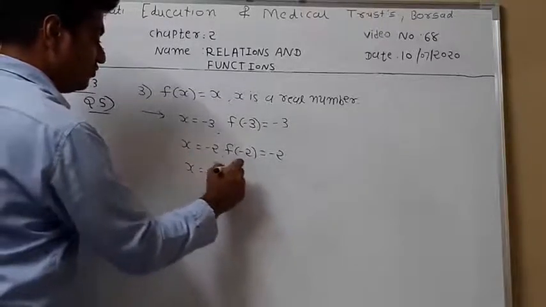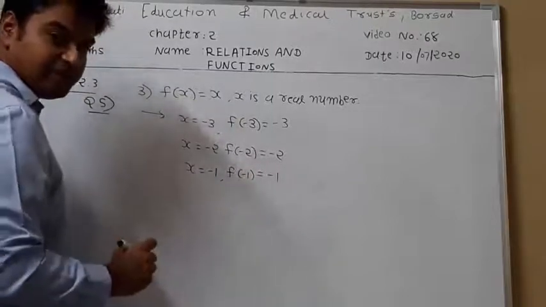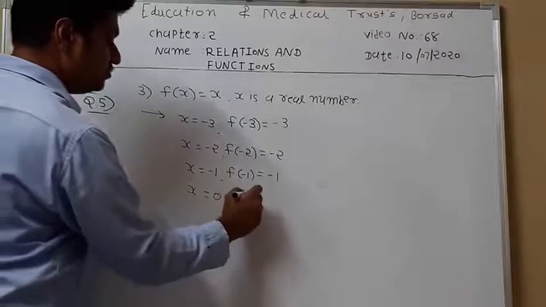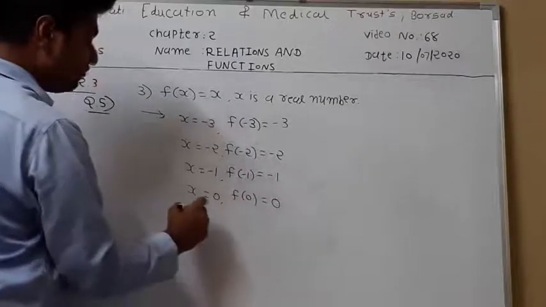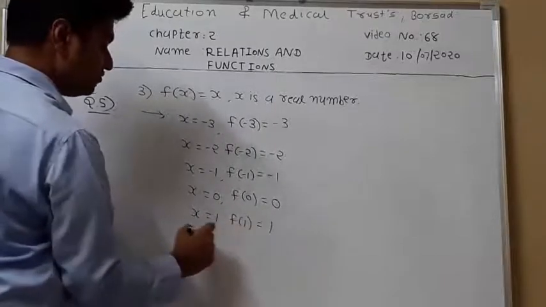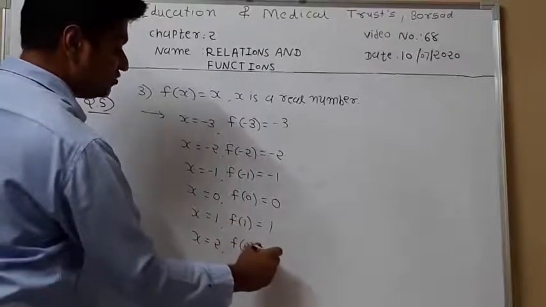X is equal to minus 1, f of minus 1 means minus 1. X is equal to 0, so f of 0 is equal to 0. X is equal to 1, so f of 1 means 1. X is equal to 2, f of 2 means 2.